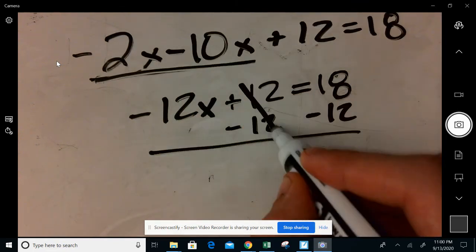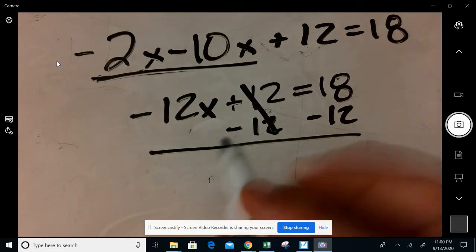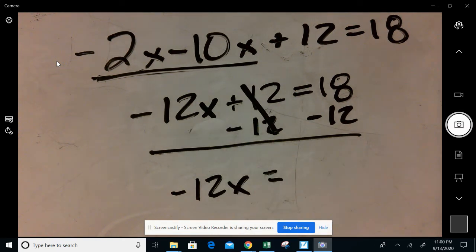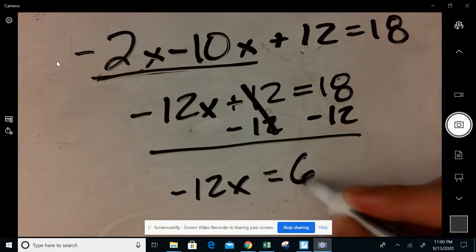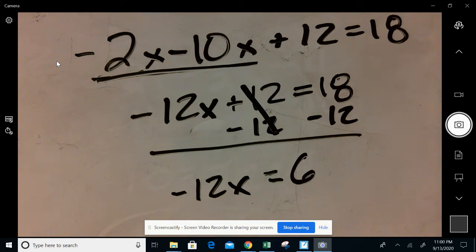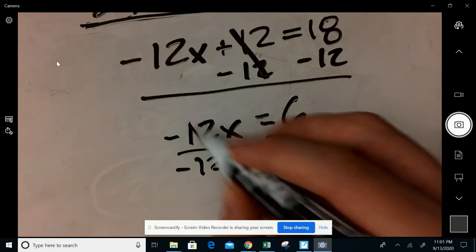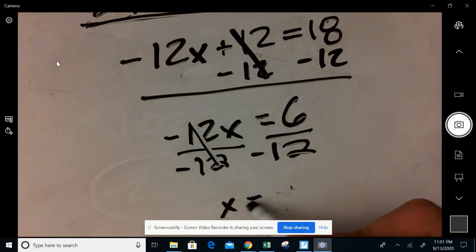That cancels this out. So on this side, all we have left is negative 12x. And 18 minus 12 is 6. All right, get the x by itself. It's negative 12 times x. So do the inverse operation, the opposite. Divide by negative 12. That cancels there. And so we have x equals.